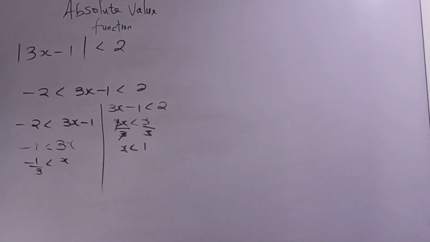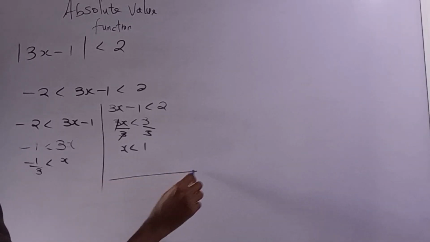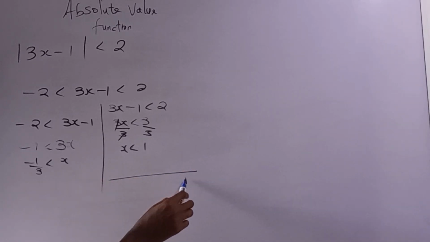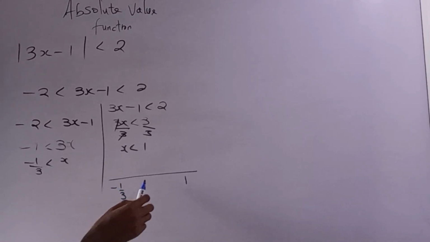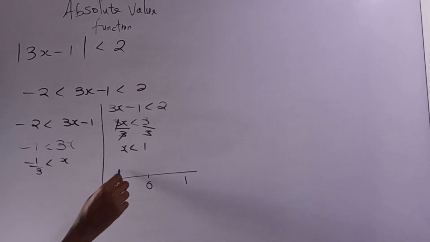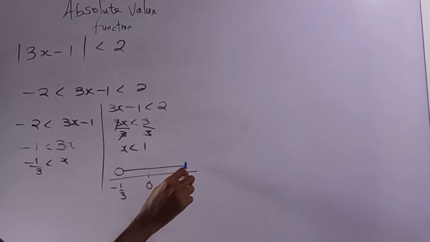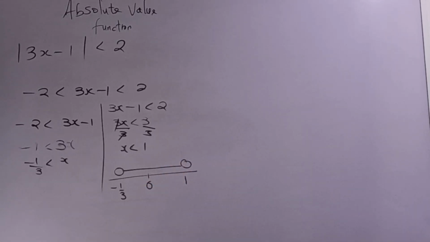So you can see two conditions here. The first one is that negative 1 over 3 is less than x, and x is less than 1. In the graph of this, we have a boundary between 1 and negative 1 over 3, and we should have our point 0 between them. So if we are to test this inequality, it will be an open interval from negative 1 over 3 to 1.